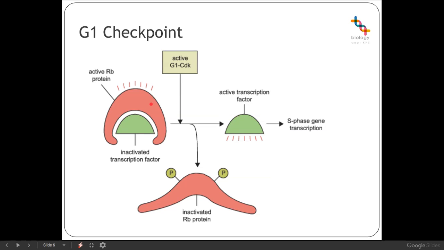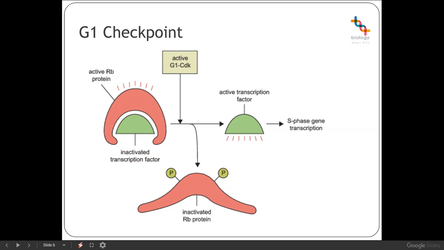Our non-phosphorylated form of RB is active. So it's active when it is not phosphorylated. And what it's doing is it's going to bind to a transcription factor and keep that inactivated. So it's suppressing this transcription factor, if you like, and stopping any progression from G1 into S phase.